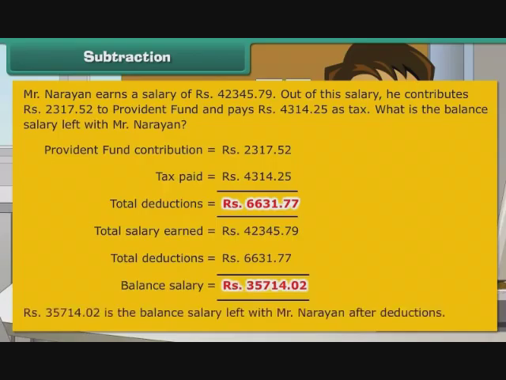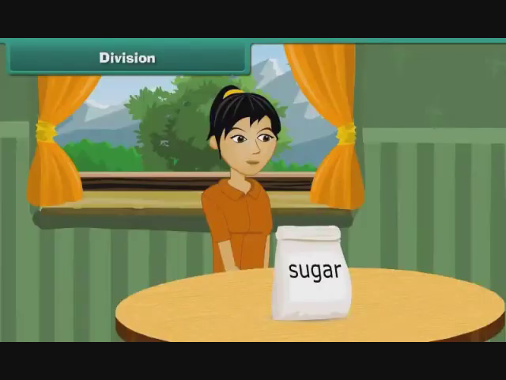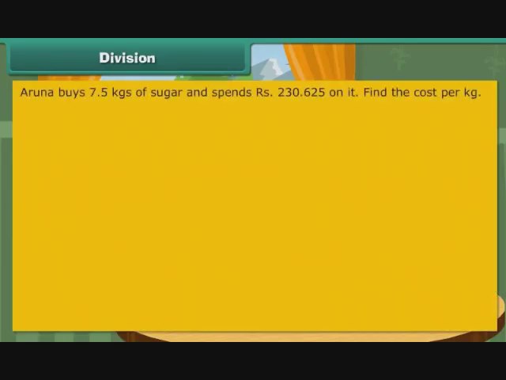35,714.02. Rupees 35,714.02 is the balance salary left with Mr. Narayan after deductions. Division. Aruna buys 7.5 kgs of sugar and spends rupees 230.625 on it. Find the cost per kg.